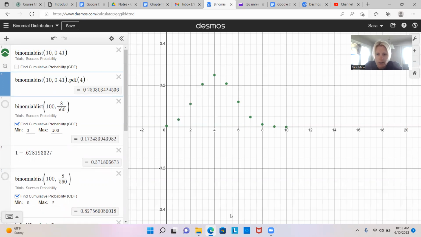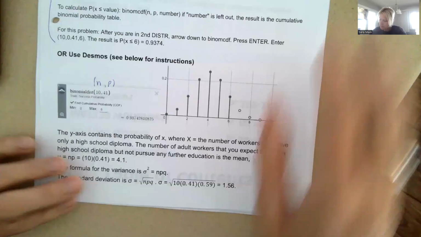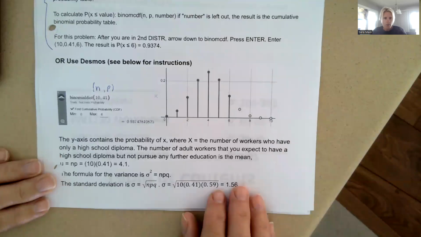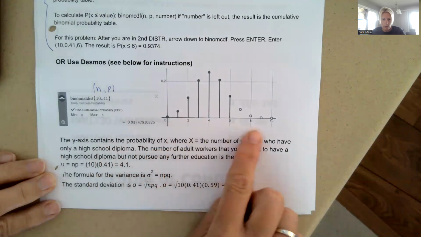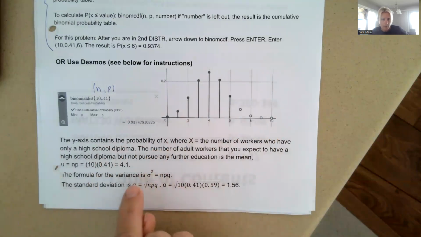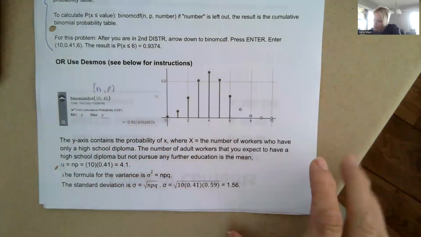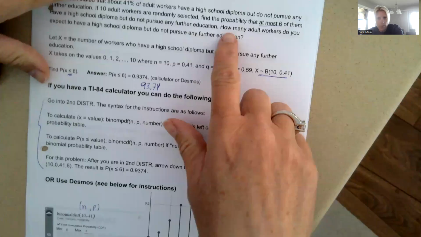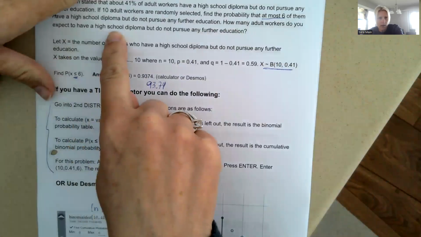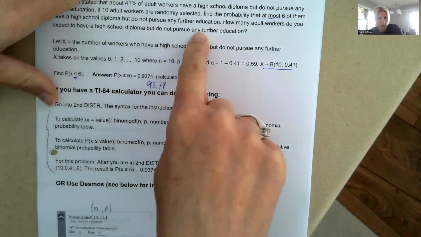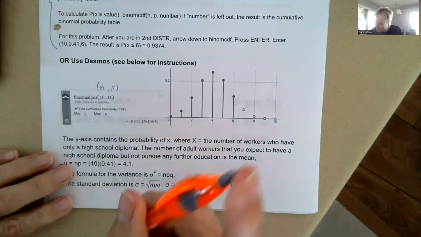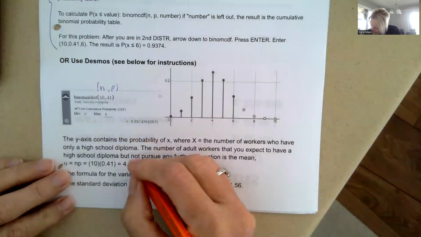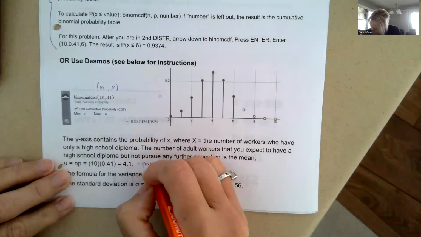Okay, so let's go back to the notes here. You can see the y-axis contains the probability of x, so 0 through 10. And we also asked at the very beginning of the question, how many adult workers do you expect to have a high school diploma but do not pursue any further education? That would be the mean. And the mean is n times p. So this is the mean number.